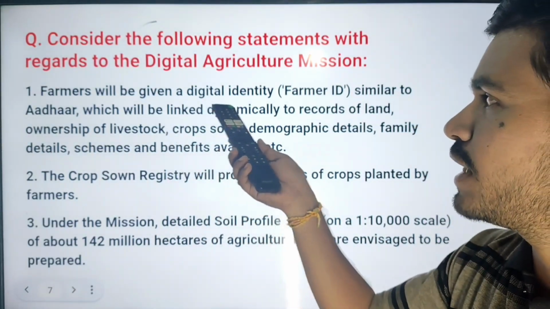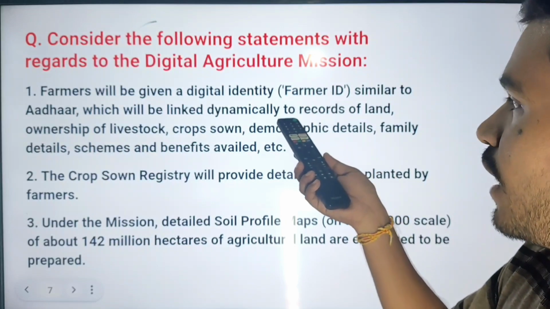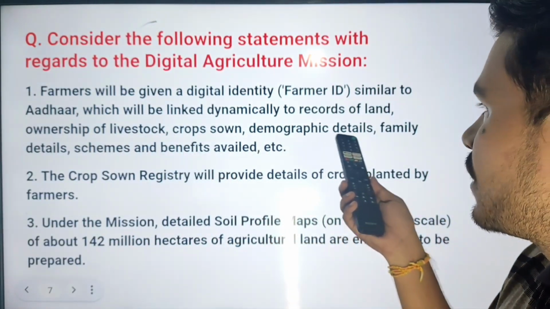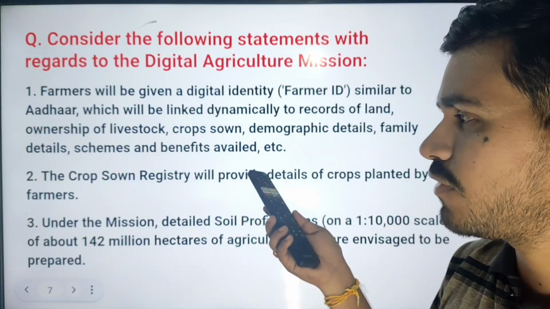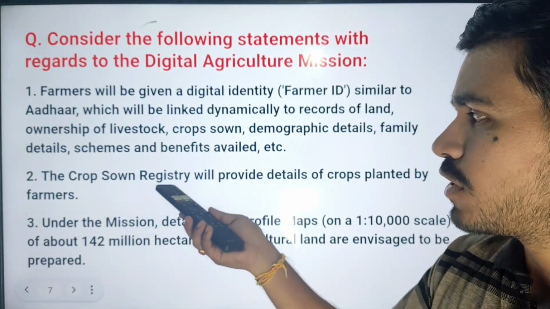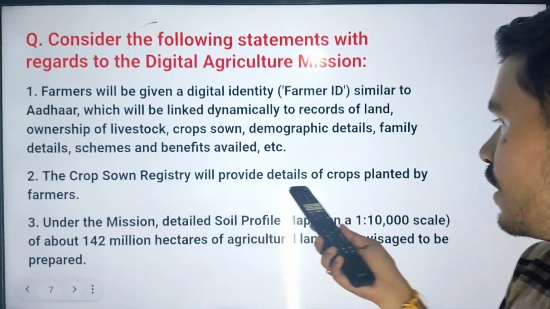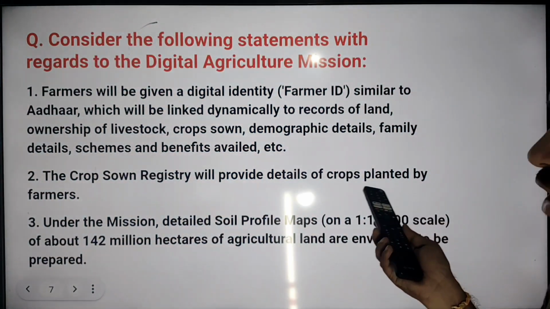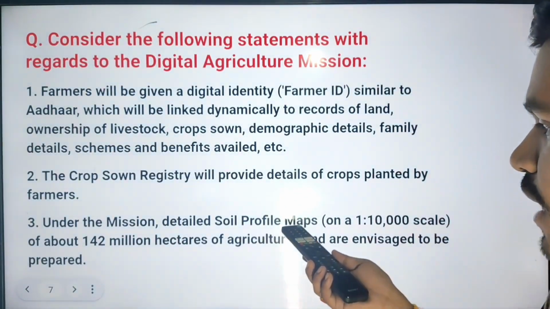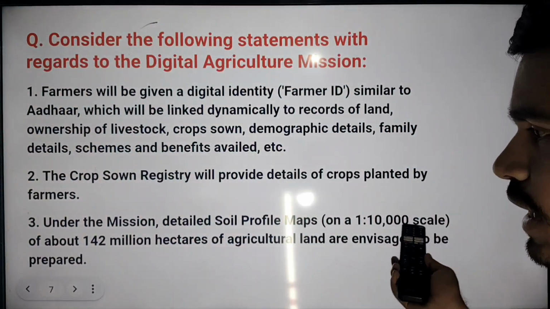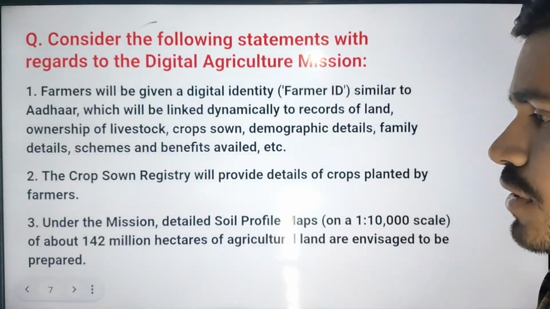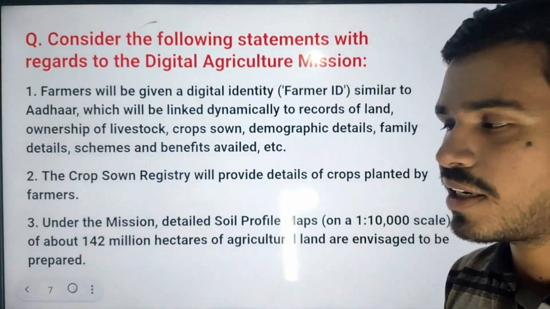So the farmer will be given a digital identity, which will have land details, ownership of livestock, crops sown, demographic details, family details, schemes and benefits available. And also in this there is one part, that is the crops sown registry. In this we will get which crops are planted by the farmers in that season. And the third one is also correct. Under this mission, detailed soil profile maps of 1:10,000 scale of about 142 million hectares of agricultural land are prepared. So all these three statements are correct.